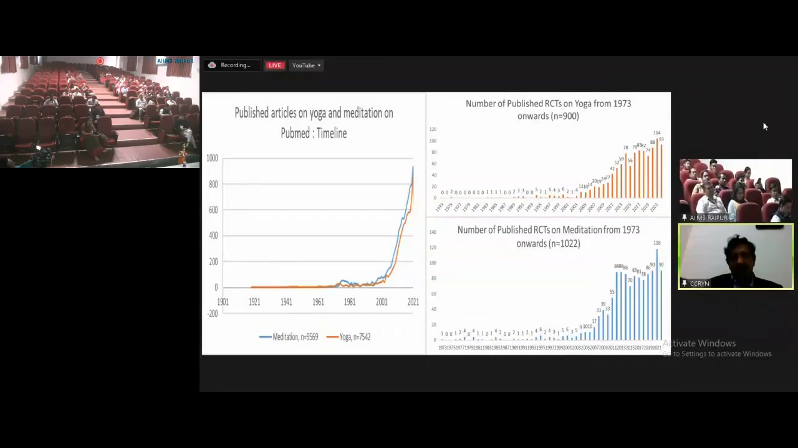A lot of meditative traditions like mindfulness techniques and Maharishi Mahesh Yogi's standard, which has transcendental meditation, and so on and so forth, started popping up in the US, and a lot of interest was there in these meditative traditions. That's why you see a large number of articles on meditation compared to yoga. If you look at the articles from 1973 onwards, just talking about RCTs, and when you talk about qualitative research we don't mean RCTs, because RCTs are mainly to do with quantitative research: 900 articles on RCTs on yoga, 1,022 on RCTs on meditation.